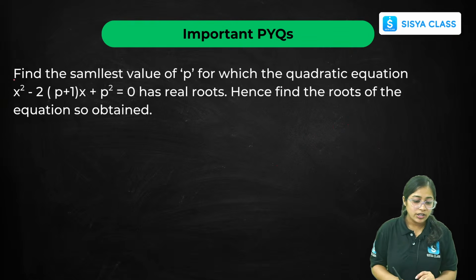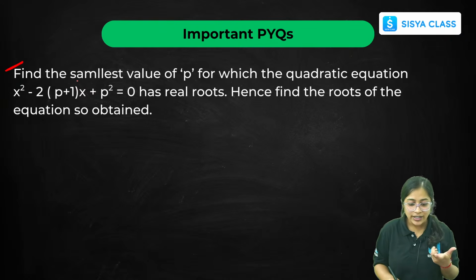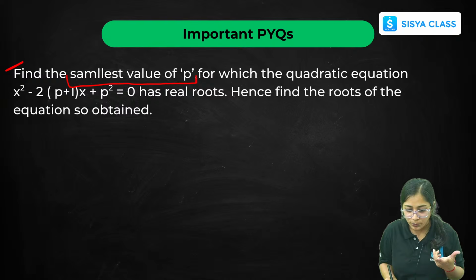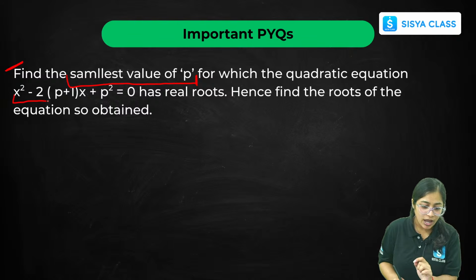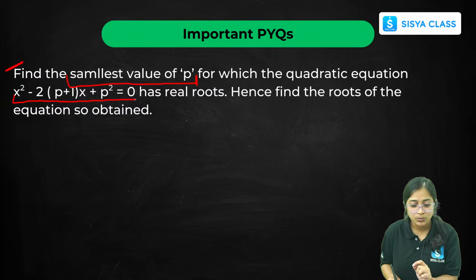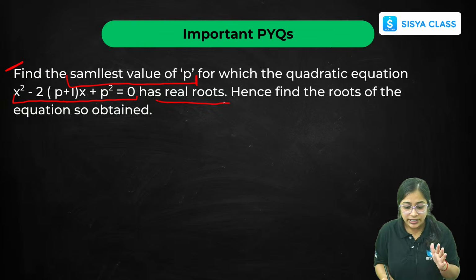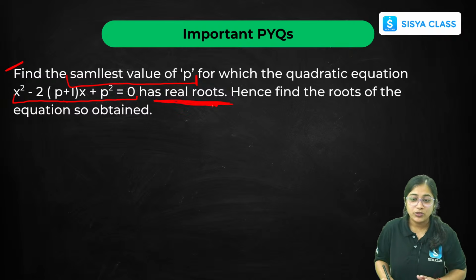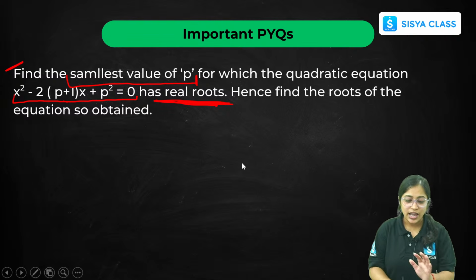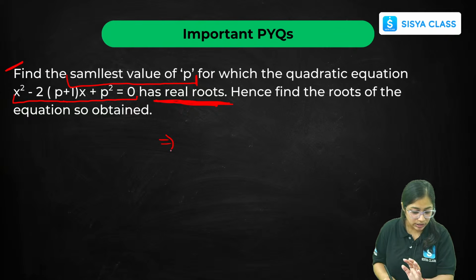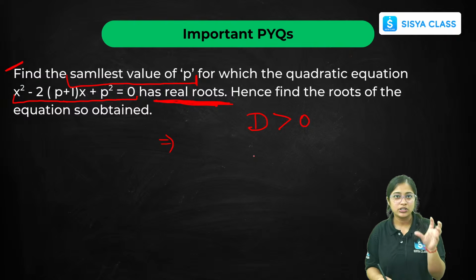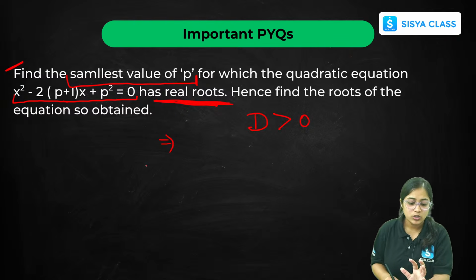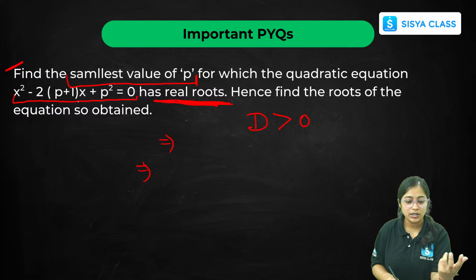Okay, so here what is the question? Find the smallest value of p for which the quadratic equation x square minus (2p plus 1)x plus p square equal to 0 has real roots, right? Okay, now when our quadratic equation has real roots, the value of the discriminant is greater than 0, right? In that condition, the roots are real.